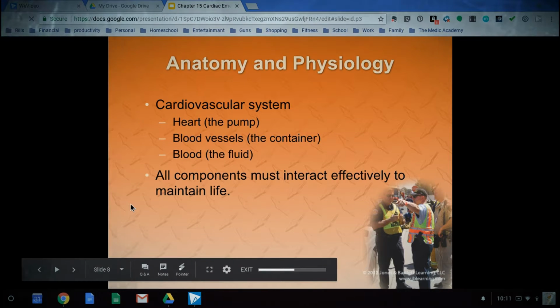Okay, so we're going to start our review on anatomy and physiology. Now we're going to take a look at the cardiovascular system, and it's composed of three components, one being the heart, the blood vessels, and the blood. The heart, of course, is the pump, the blood vessel is the container, and the blood is the fluid. So all of these components have to work together in order to maintain adequate cardiac output and homeostasis.